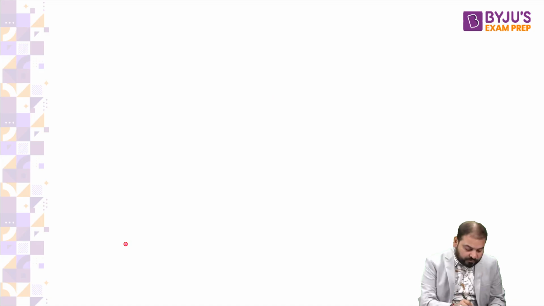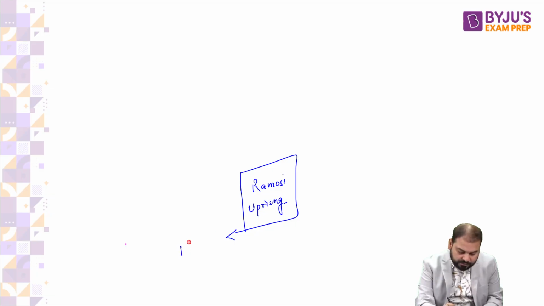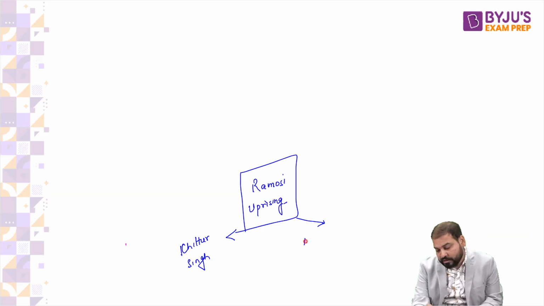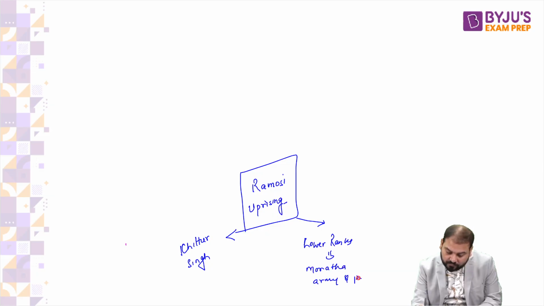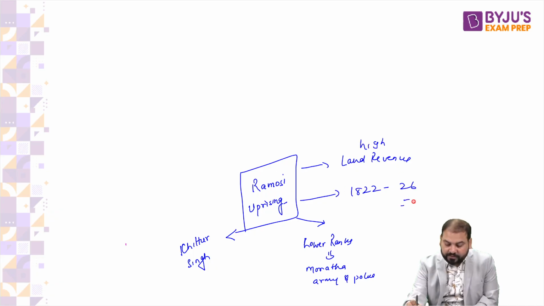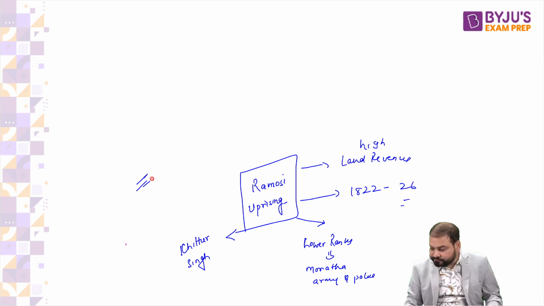Last slide, guys, is your Ramosi uprising. The leader's name, yes, Chittur Singh. Who are the Ramosis? They are basically people who have lower ranks in the Maratha army and police. Again, they are unhappy because of high land revenue, and that's why between 1822 to 26 they revolted, but the Britishers offered them grants and this revolt was crushed. Getting my point?